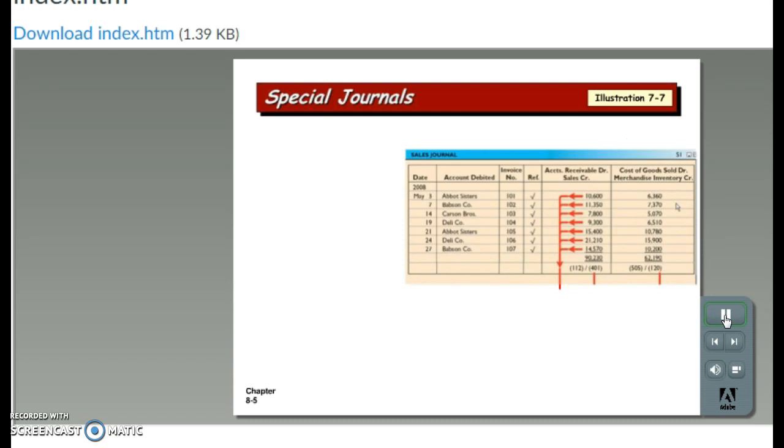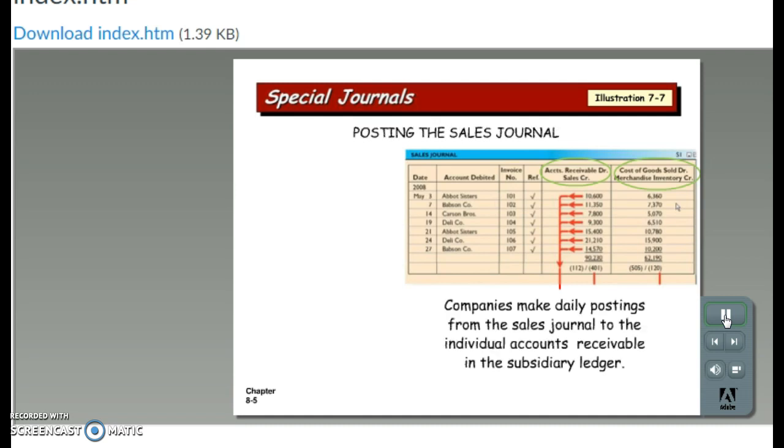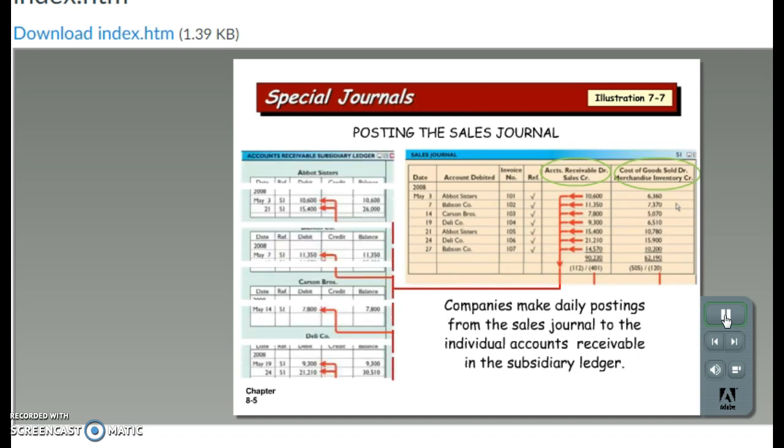The sales journal contains sales made on account. Therefore, the journal entry for each transaction would be debit accounts receivable and credit sales account. Remembering back to Chapter 5, the second journal entry is debit cost of goods sold and credit the inventory account. Postings are made daily to the subsidiary ledger accounts that contain the individual customers.